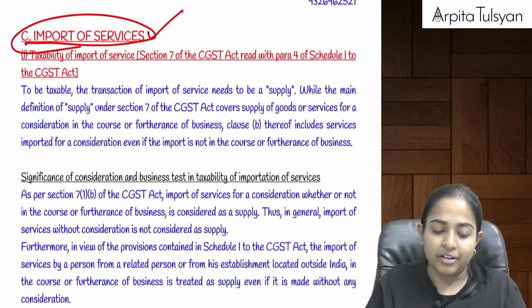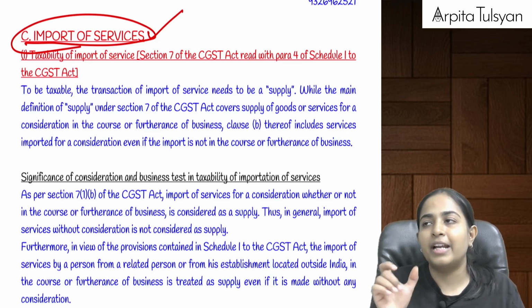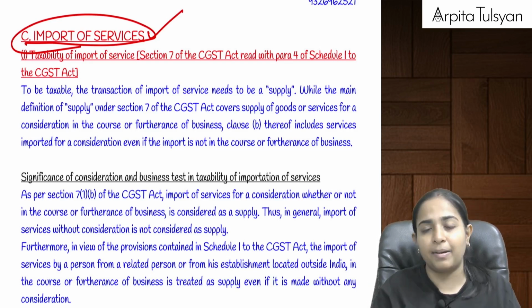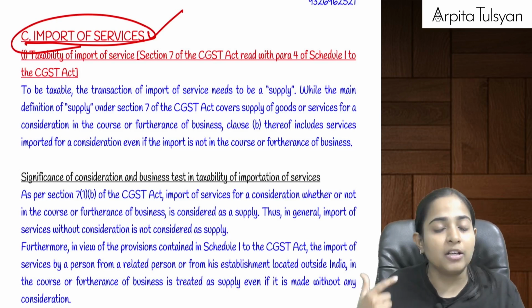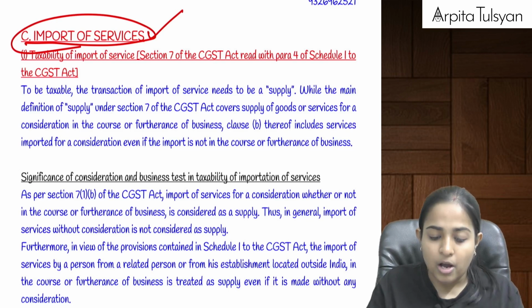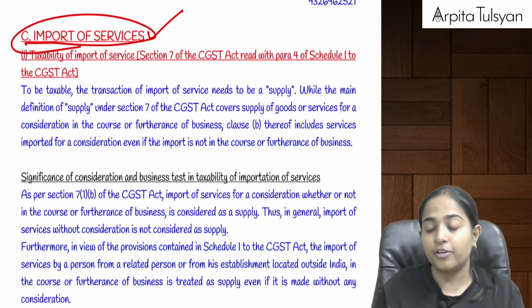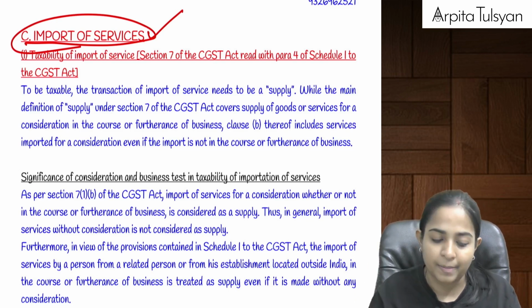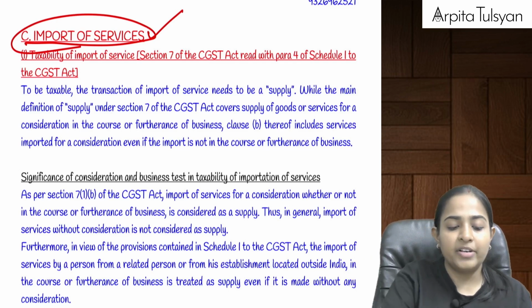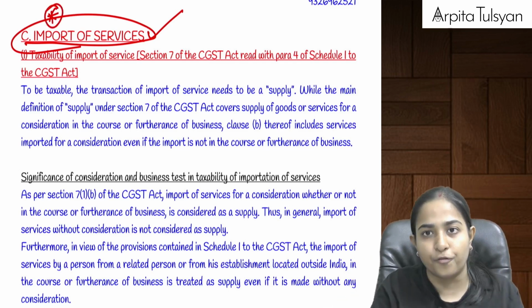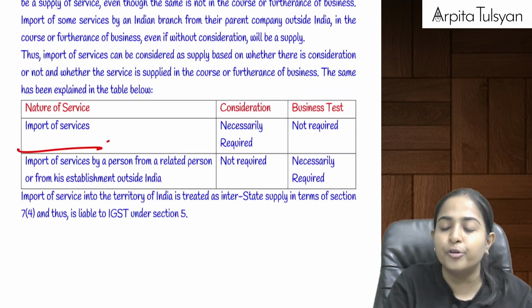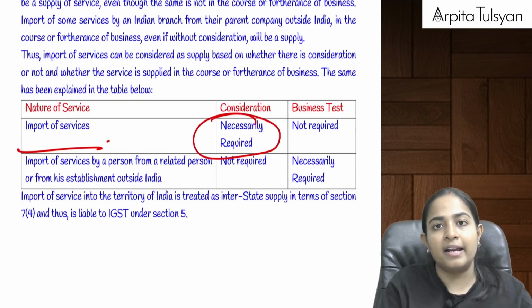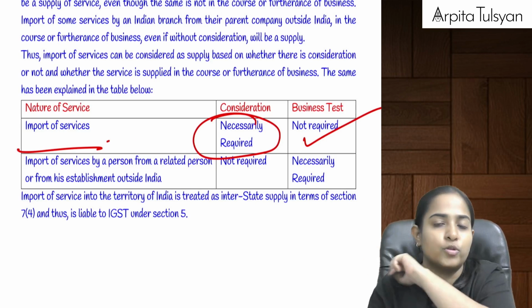Whenever any particular transaction needs to qualify as a supply, two tests should be done. One is there should be a consideration, and second, it should be in the course or furtherance of business. Similar thing applies for supply of goods and for supply of services also. But here we are specifically talking about import of goods. In section number 7 we had seen that in case of import of goods, consideration is mandatory, but even if it is not in the course or furtherance of business, that is okay, whether or not in the course or furtherance of business.